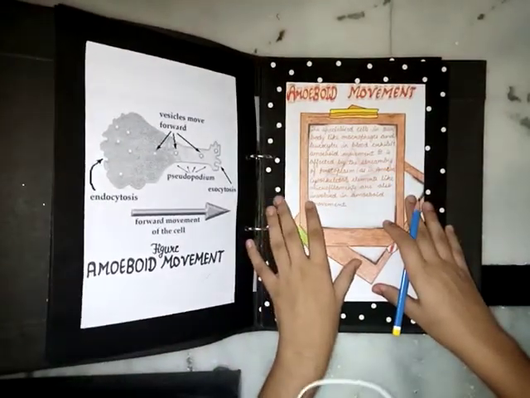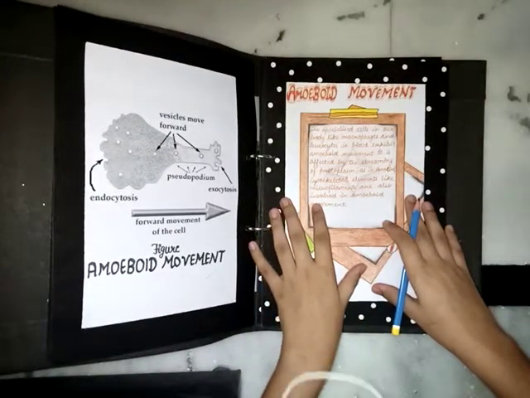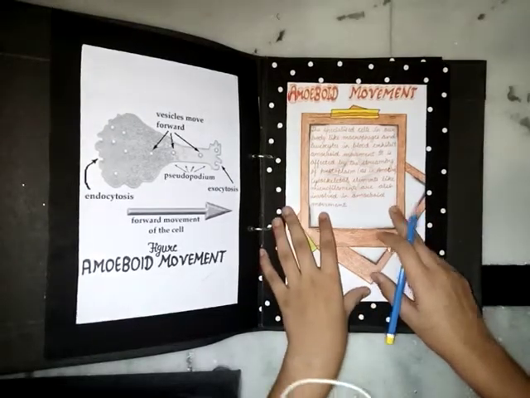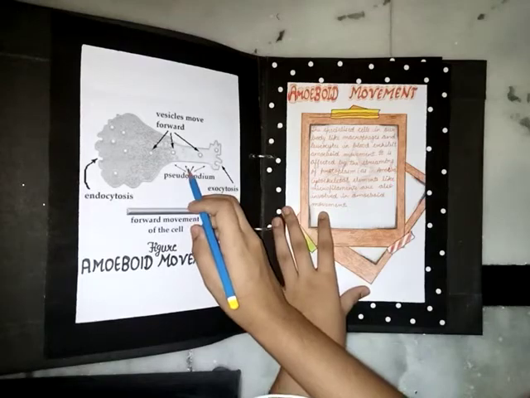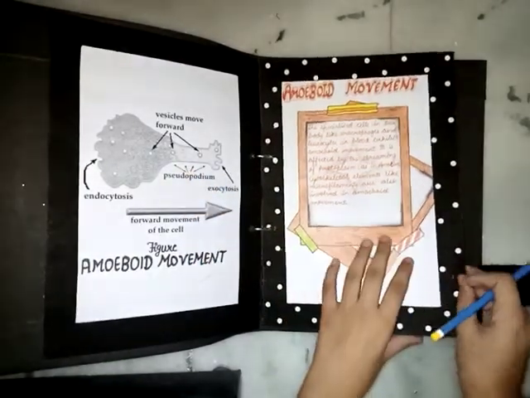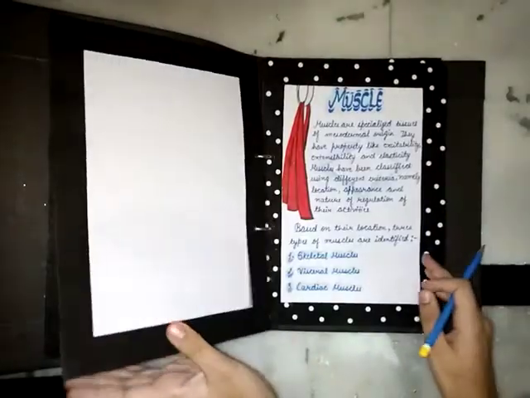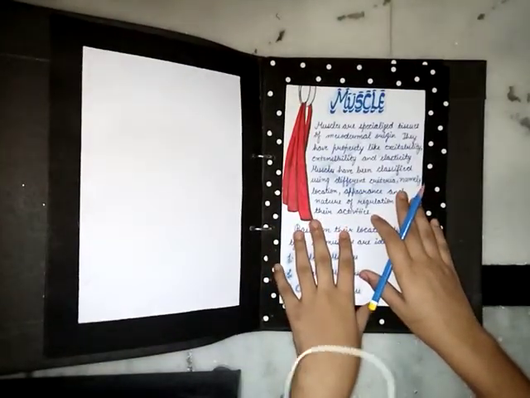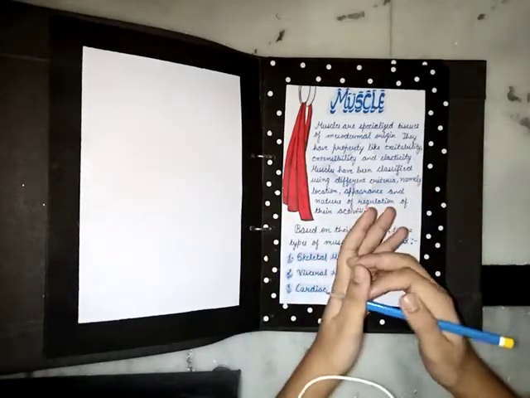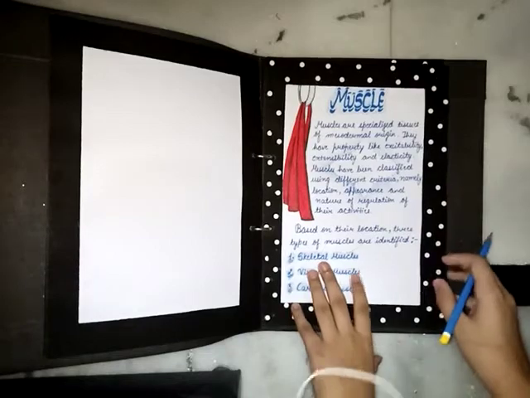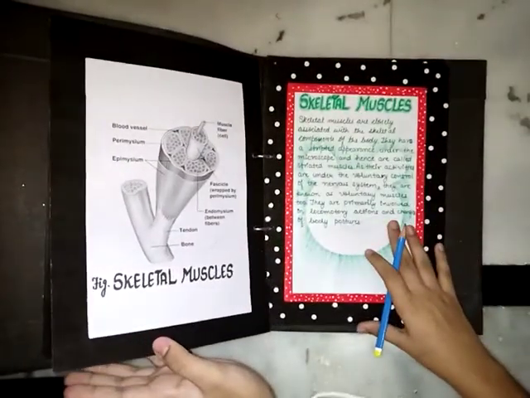Now we are going to discuss amoeboid movement. It is effected by streaming protoplasm, that is pseudopodia. As you can see in amoeba, this is pseudopodia which helps in the capture of prey as well as in locomotion. Now we are going to study muscles. Muscles are mesodermal in origin, and based on their location, muscles are of three types: skeletal muscles, visceral muscles, and cardiac muscles.